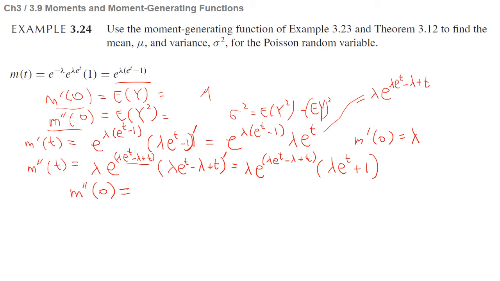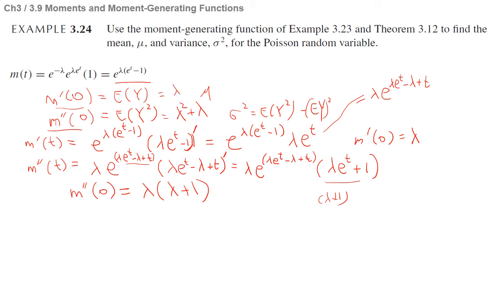to 0, which is 1, lambda plus 1, so this one goes to lambda plus 1, and here e to 0 is 1, and t is 0, lambda minus lambda is 0, so e to 0 is 1, so this one becomes lambda times lambda plus 1.